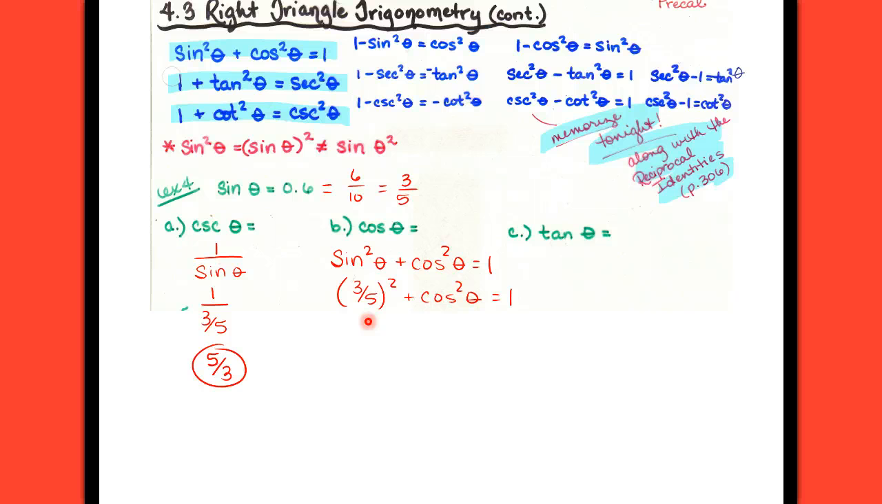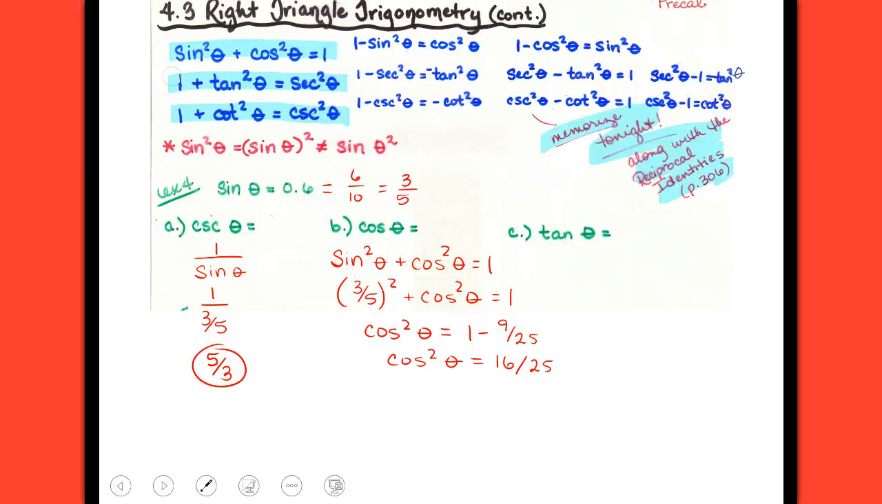All right, so if I solve for cosine, order of operations, I'm going to have to do exponents first. So 3/5 squared would be 9/25. So let's subtract that 9/25 over to the other side. And I'm going to combine. So 1 minus 9/25, I would have to do 25/25 minus 9/25. So 25/25 minus 9/25 is going to give me 16/25.